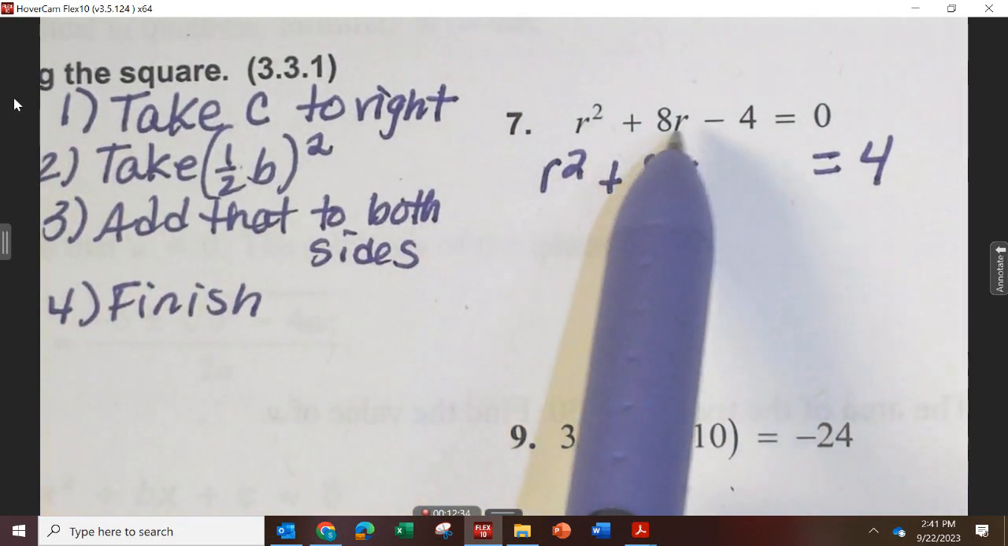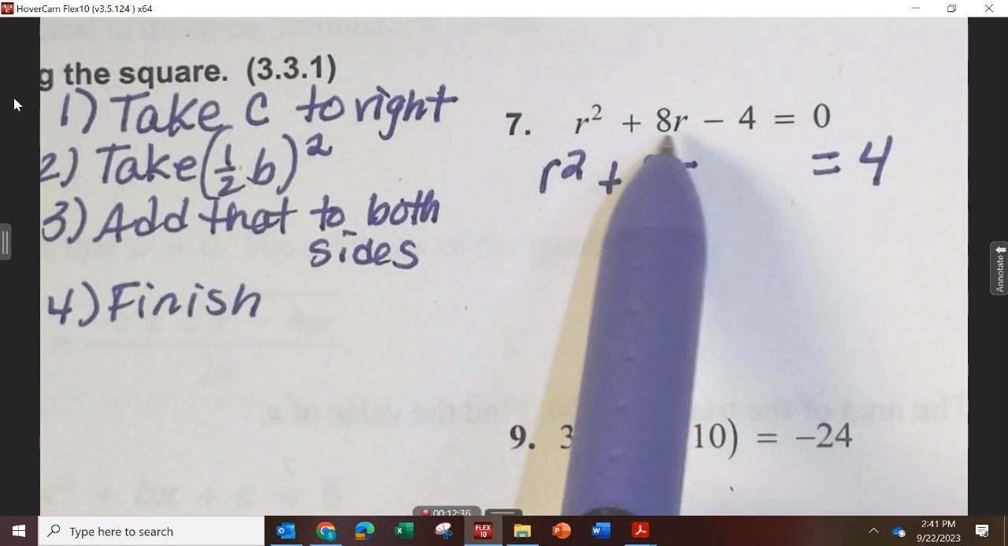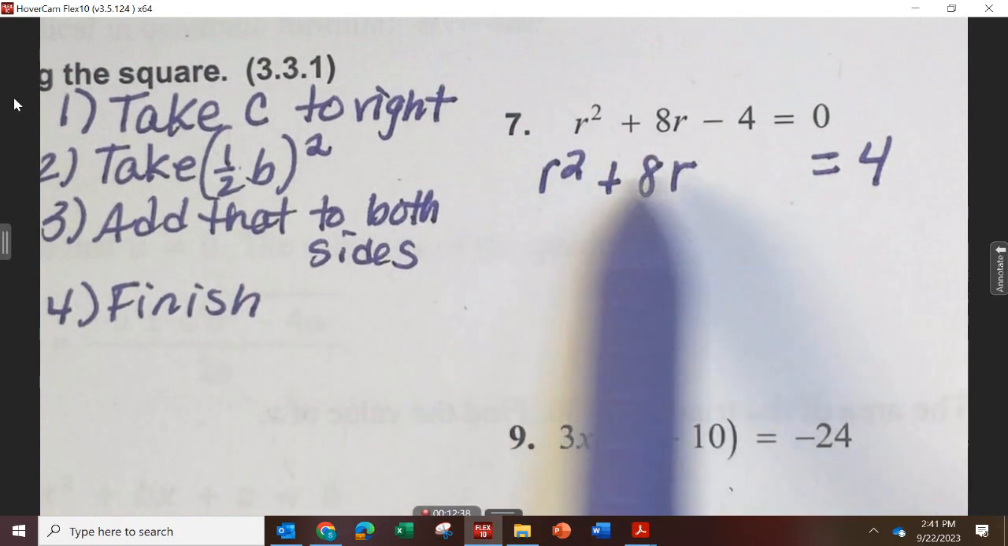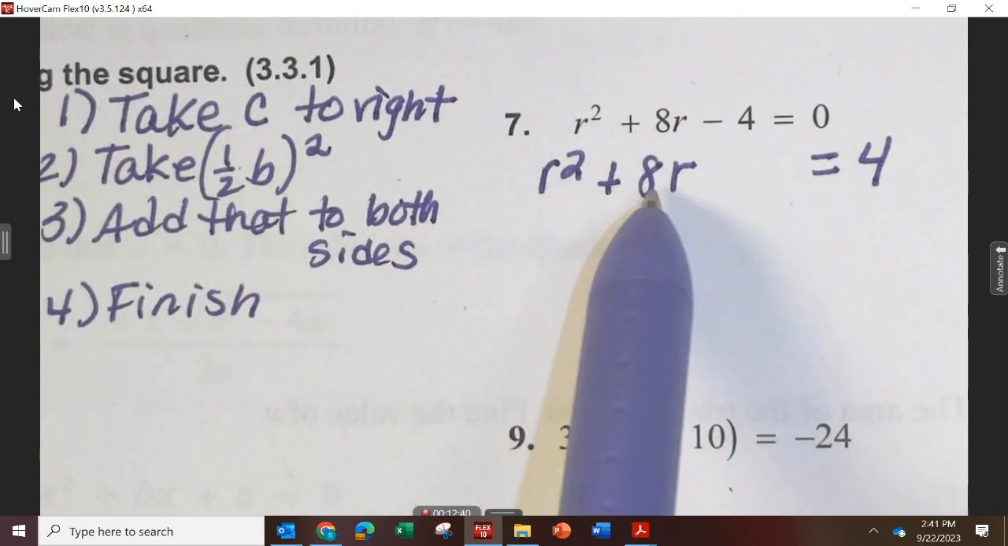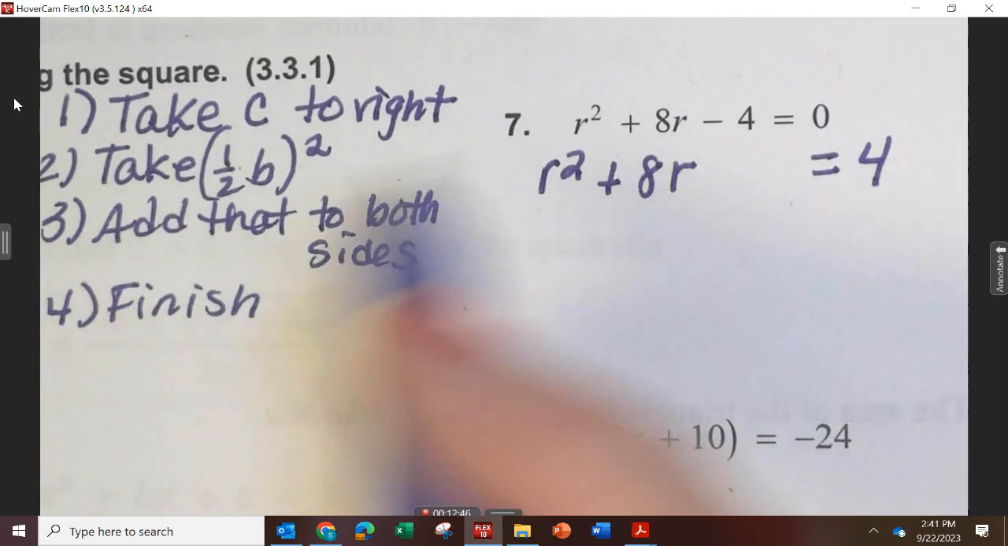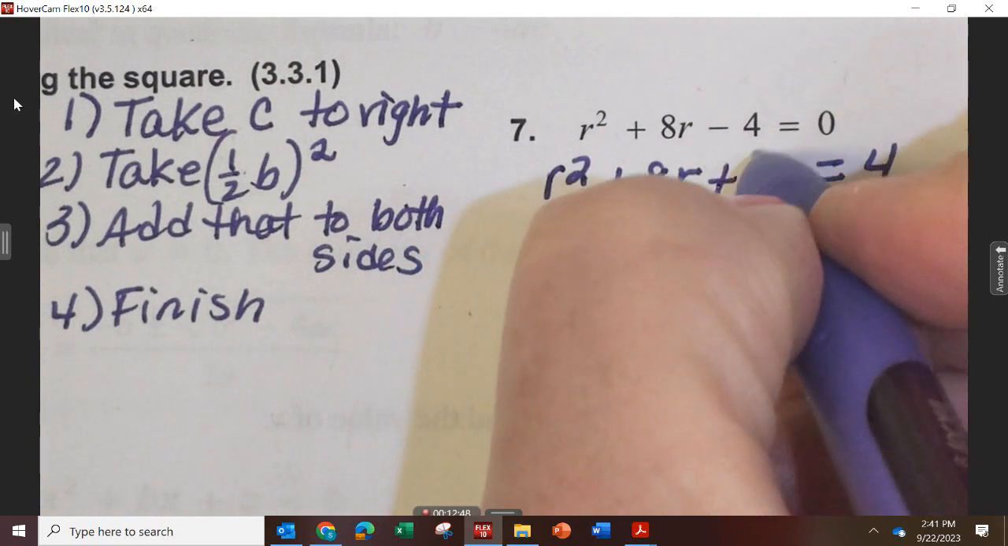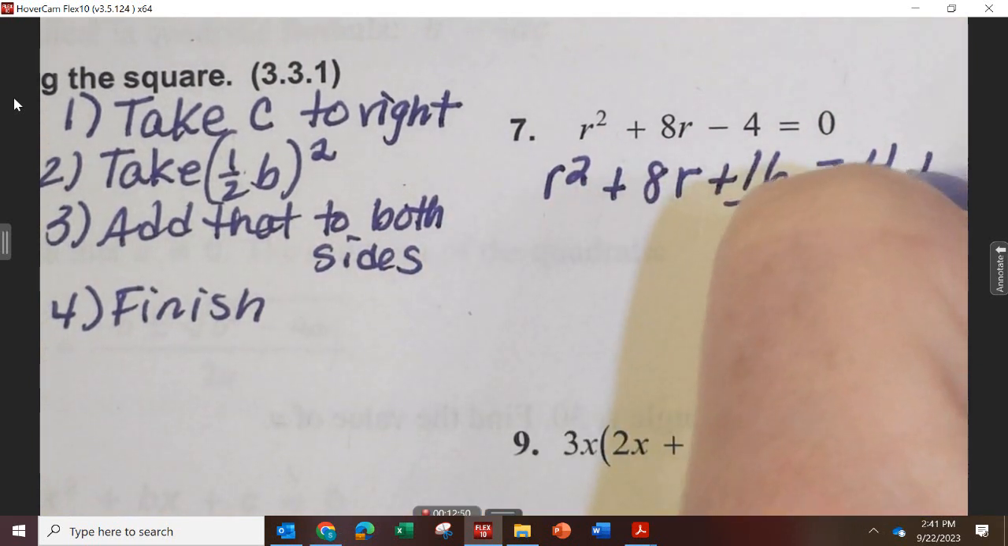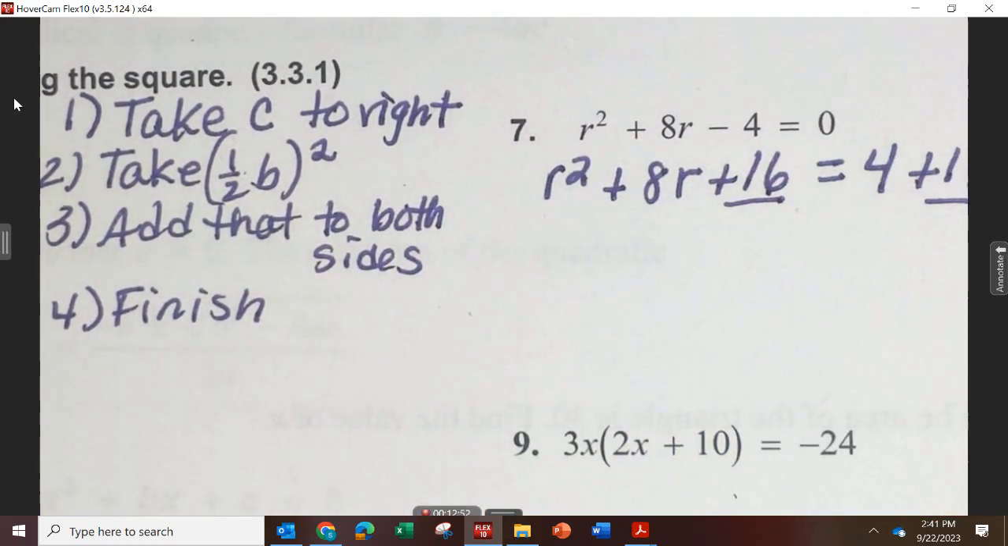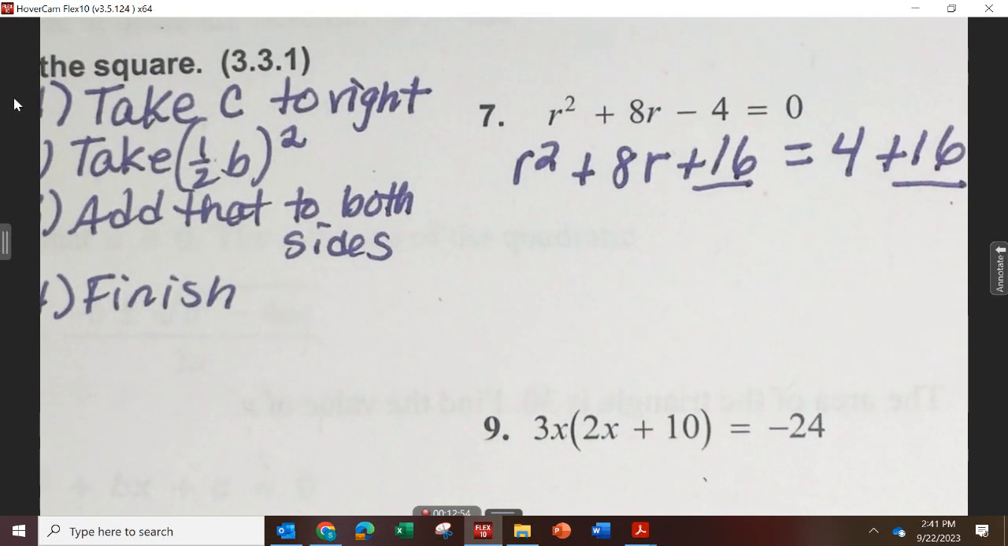We have to take half of b and square it to create that perfect square trinomial. So what is half of 8? And then square that. Good. And I'm going to add that to the left side and to the right side. We have to add that to both sides.